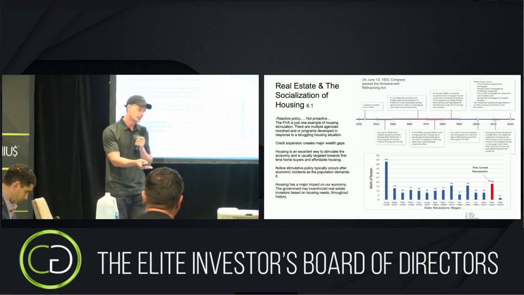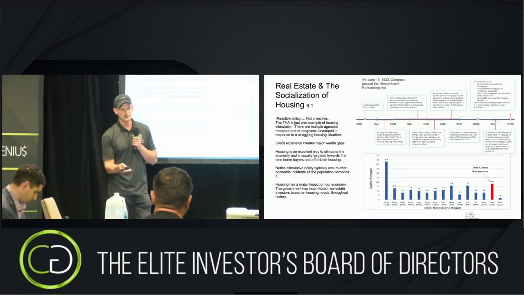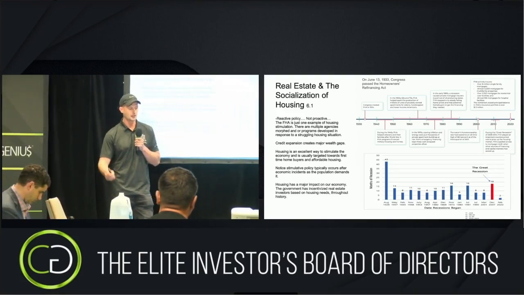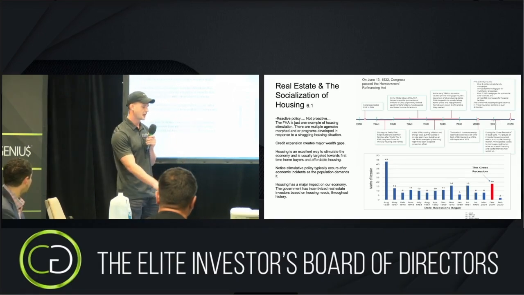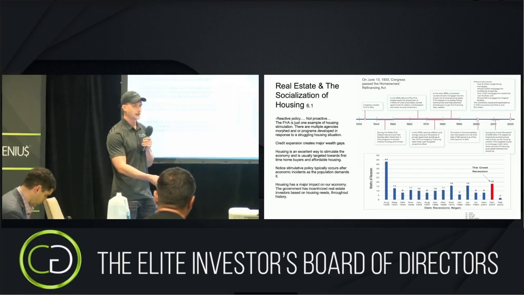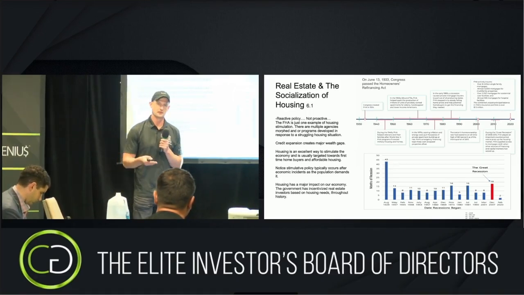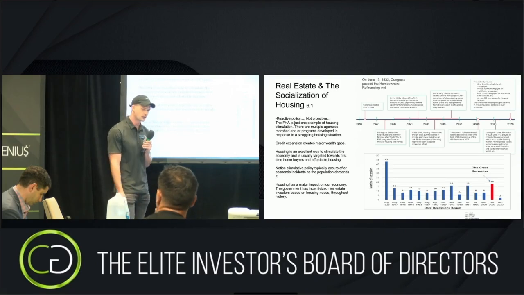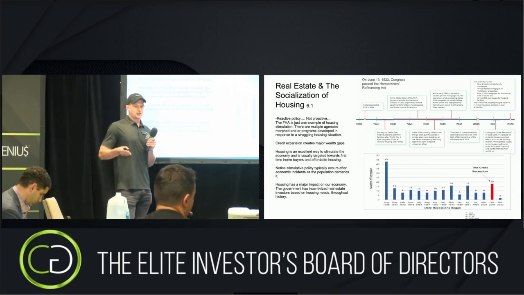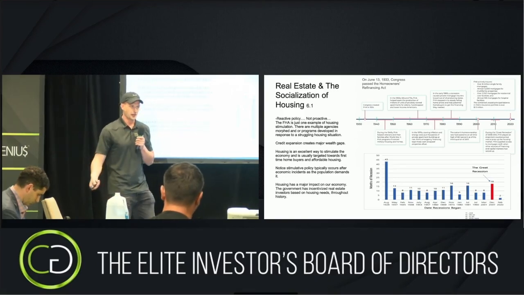I have a timeline here of the FHA and some of the agencies that they've started. This is just the FHA timeline. But you can see here, coming out of the 1933 Great Depression is when the FHA actually started to try to spur some of the housing development. So credit expansion creates major wealth gaps, and they try to redistribute that wealth to first-time home buyers.